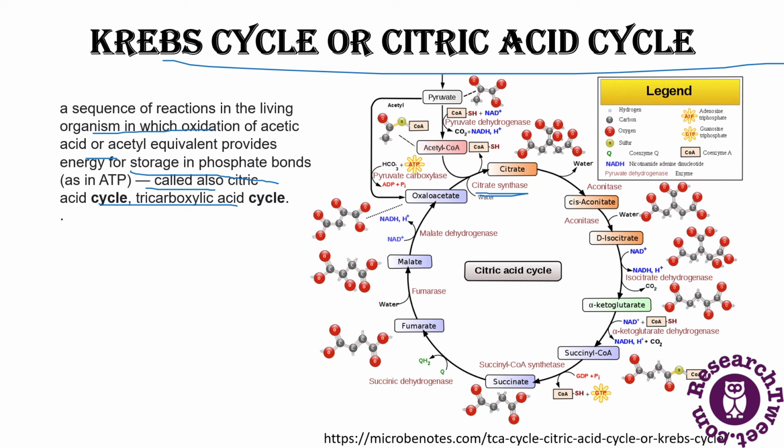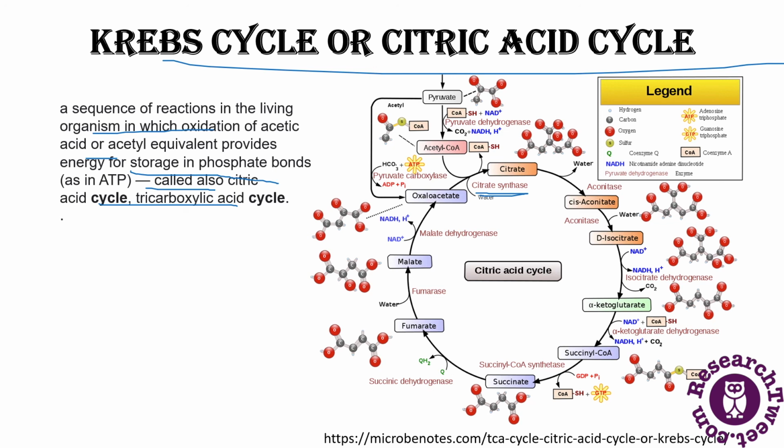In this step, NAD plus gets converted into NADH and H plus, and CO2 is released. Then it is alpha-ketoglutarate. Then succinyl coenzyme A gets converted into succinate, then fumarate, then malate, then oxaloacetate, and then it gets converted into citrate again. So the whole process is the citric acid cycle. This is how the citric acid cycle behaves, and this is the example of an amphibolic pathway.